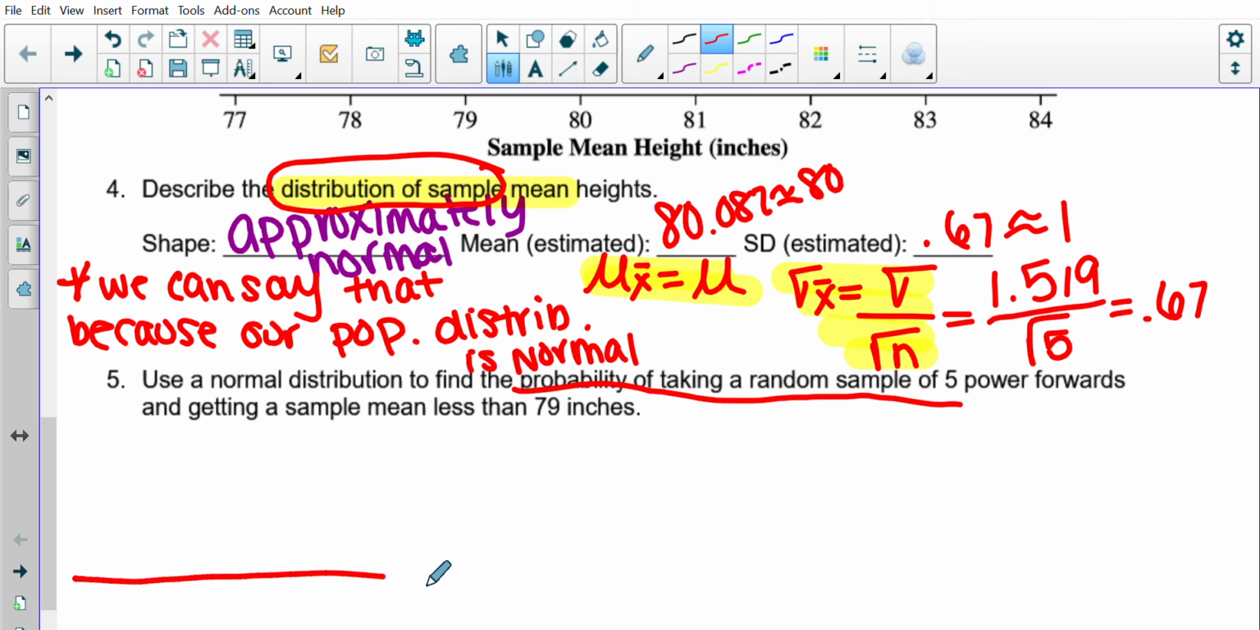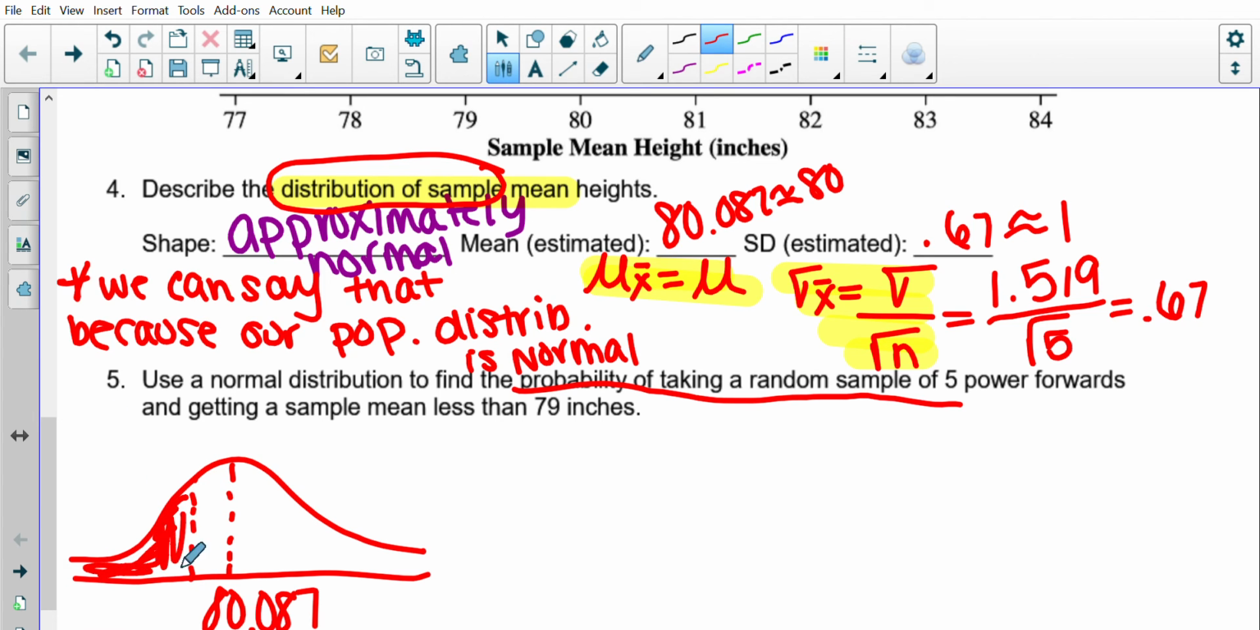So if I have my normal curve, my mean is 80.087, and I'm looking at 79, anything below 79. So can you guys find out what the probability is and use your calculator?